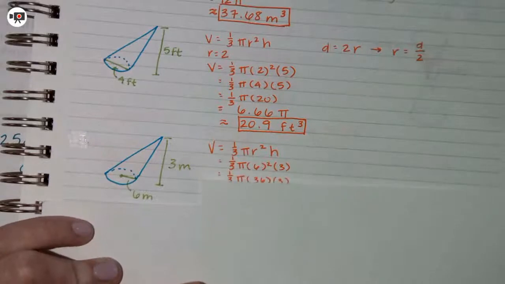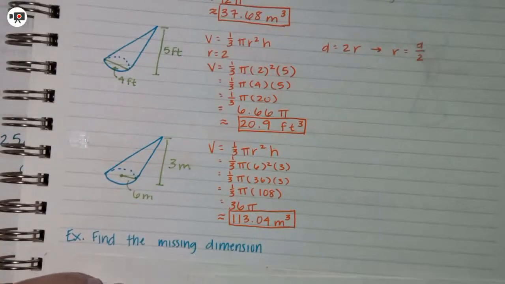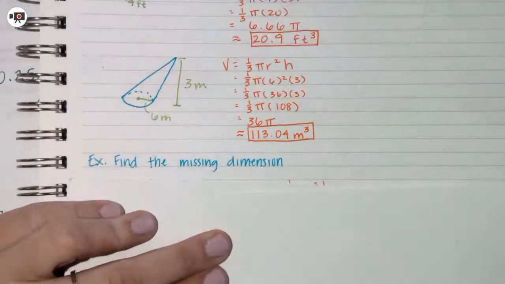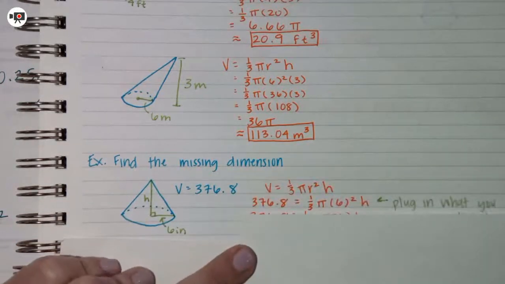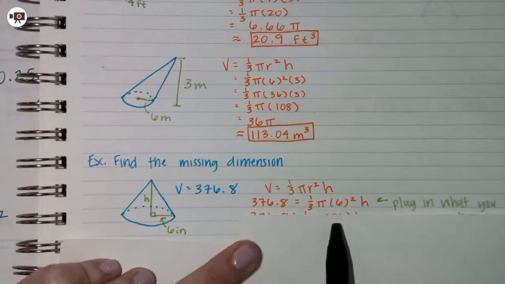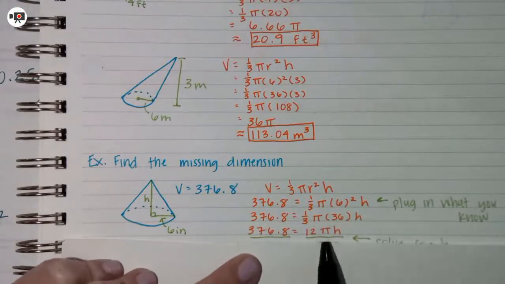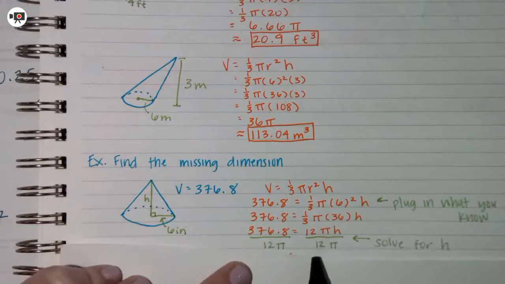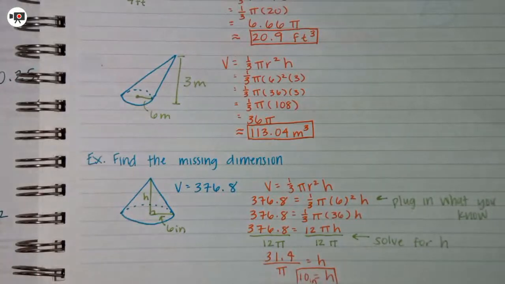On this one, plug in what you know, simplify, and we get 113.04. Now we're going to find the missing dimension. So same thing, using what I know and plug it into the equation. Simplify what you can. Now I'm going to do 36 divided by 3. That's the same thing as 1/3 times 36 to get 12. Divide each side by 12 pi. And solve for h, and h is 10 inches.